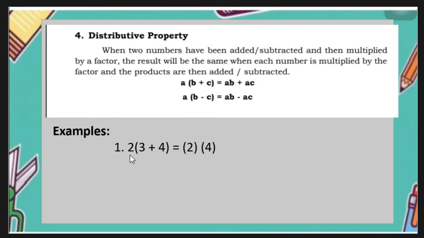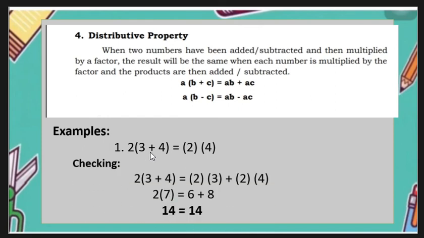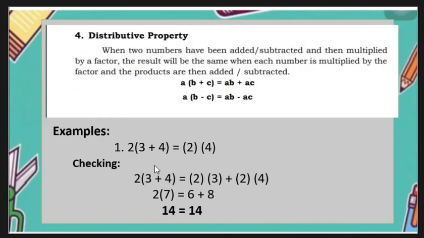So we have 2 times the quantity of 3 plus 4. Okay, let's check. We have 2 times the quantity of 3 plus 4 is equal to 2 times 3 plus 2 times 4. Why? Just distribute. So we distribute 2 times 3, so we have the result of 2 times 3. Plus, since we have the addition operation, we have 2 times 4. So therefore, we have this result.